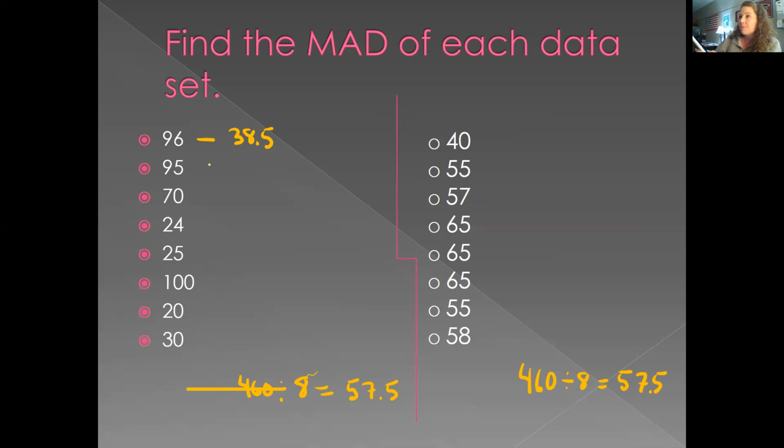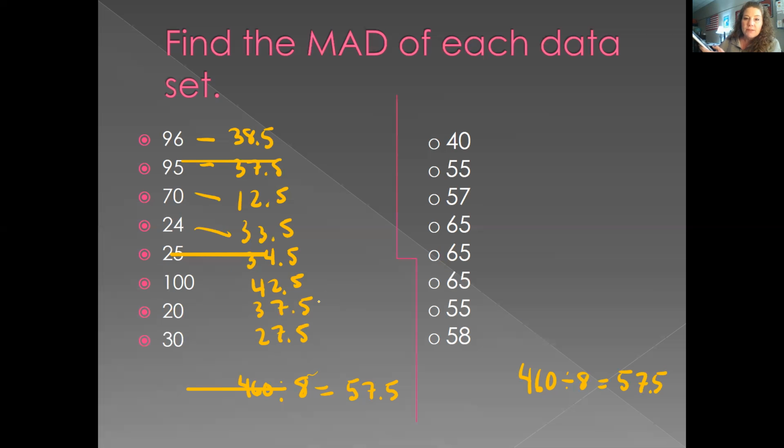You can do this with me. 37.5. 12.5. 33.5. 34.5, right? 100 minus 57.5 is 42.5. And then the difference would be 37.5. And then that would be 27.5.